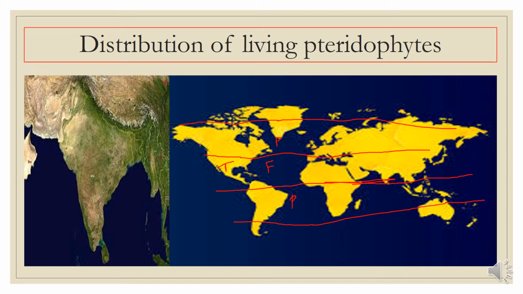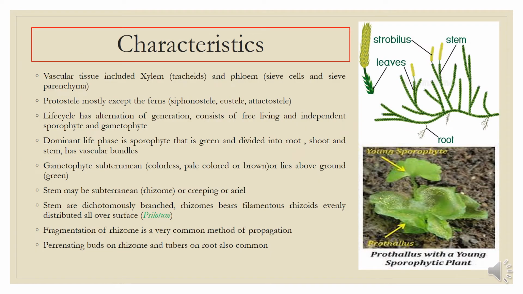pteridophytes. And in India, pteridophytes are mostly found along the Western Ghats, and much more along the Eastern Ghats. Also in the Pachmarhi region, that is the Satpura region, and also in the Himalayan region. So in these regions, we have great abundance of pteridophytes and ferns.